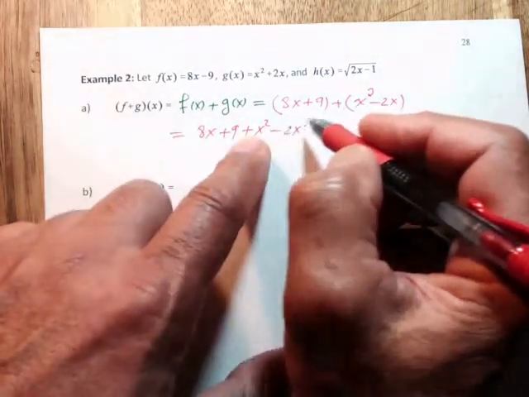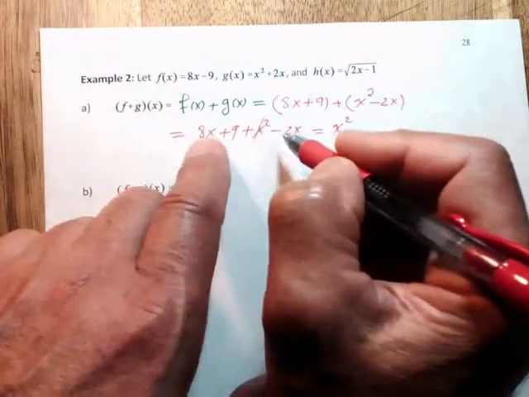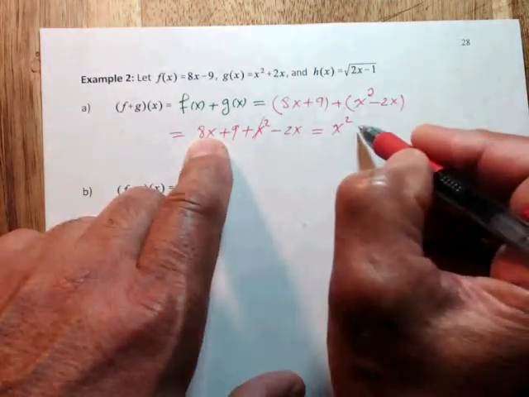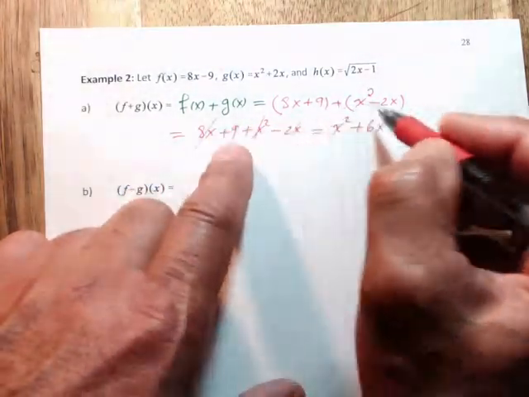I start by simplifying, starting with x squared, and then 8x minus 2x gives you 6x, and then plus 9.